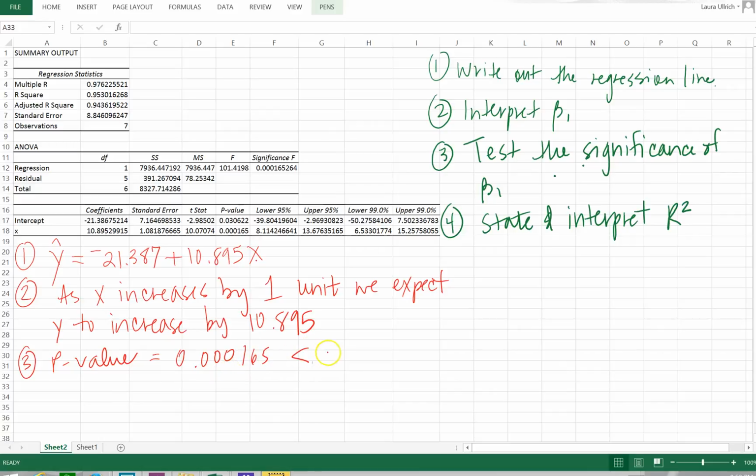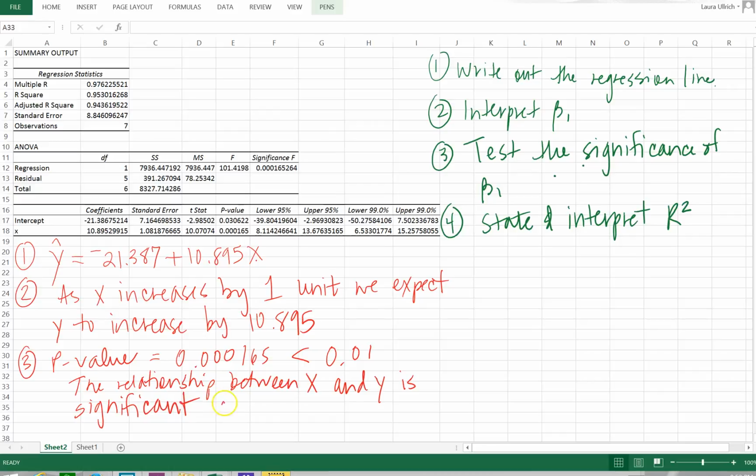So this is certainly less than 0.01. So this means that the relationship between x and y is significant at the 1% level.